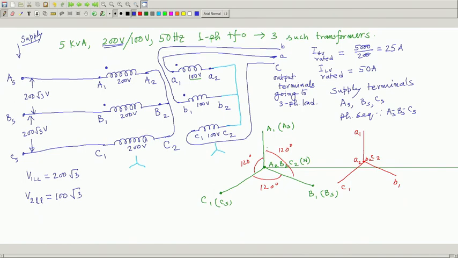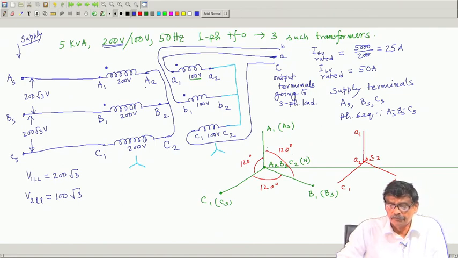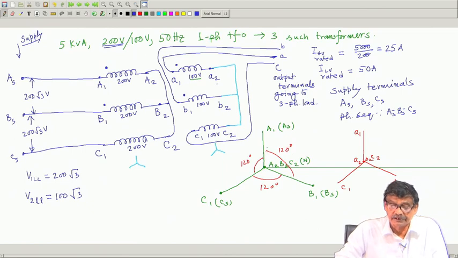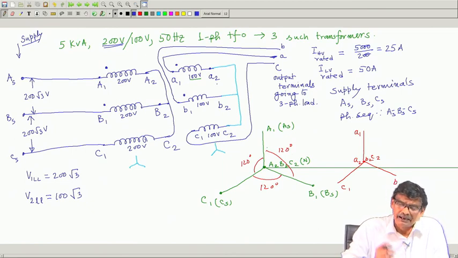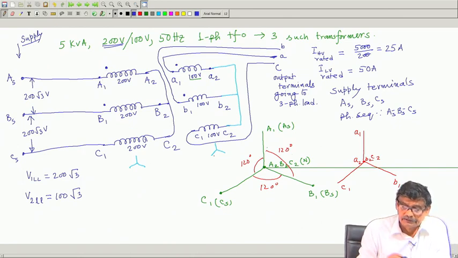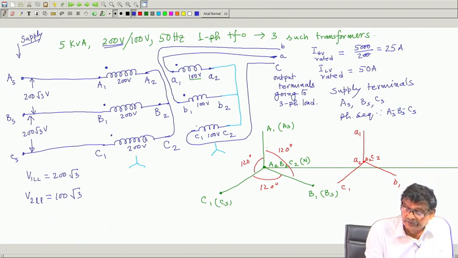The terminal markings are essential, along with polarity marking. Because three transformers are there, I will name them A transformer, B transformer, C transformer. Capital A1, A2, small a1, a2 are respectively high voltage and LV side terminals, and I have presumed that these are the dots for all the phases. So, here also it was dot.